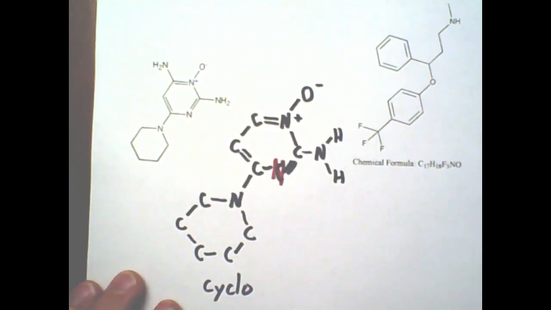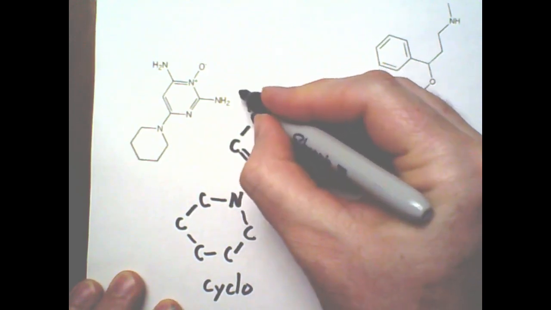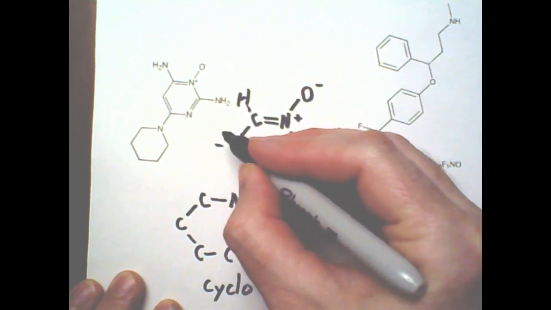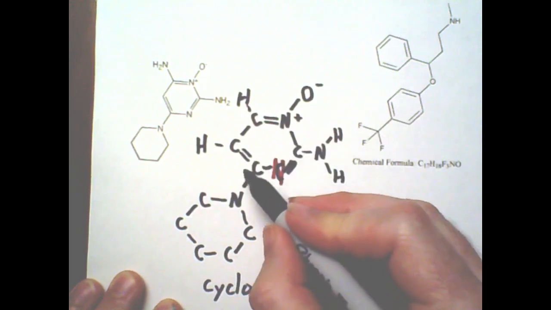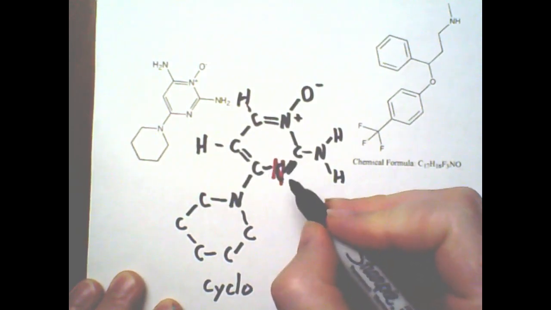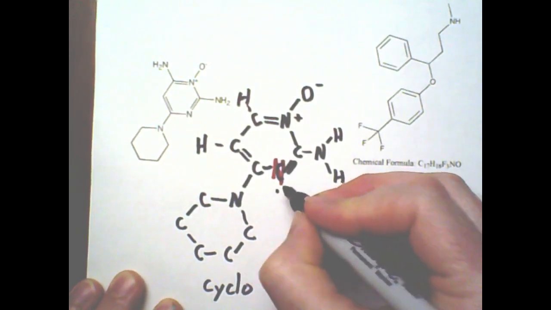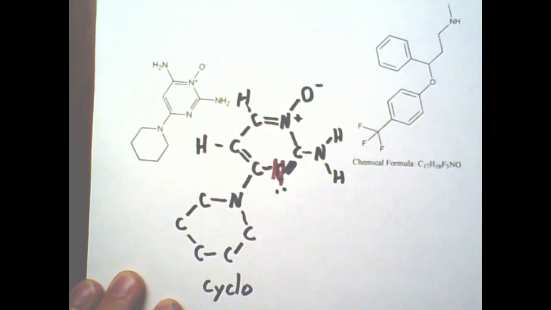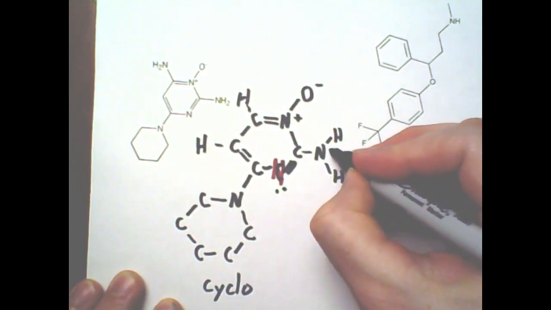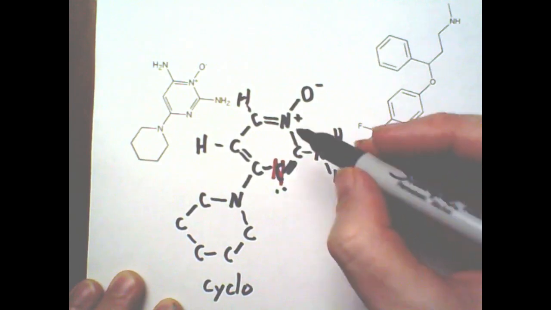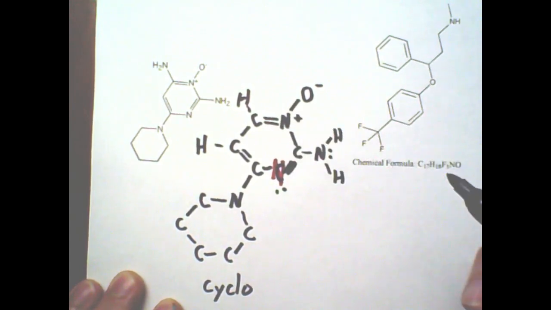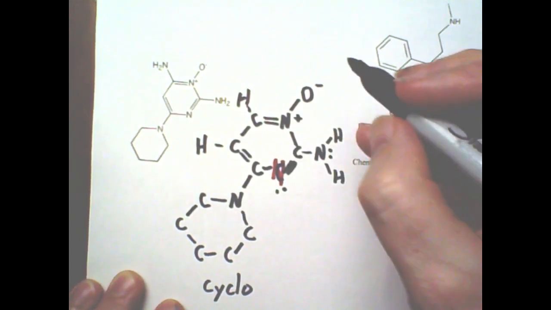Okay, so we can start filling in the hydrogens. 3 bonds, 1 hydrogen. 4 bonds, no hydrogen. 3 bonds, nitrogen likes 3 bonds. It has a lone pair there. I'm going to put another lone pair here. This already has 8 electrons, no lone pair.